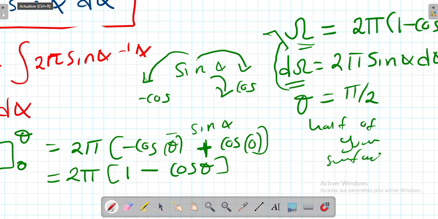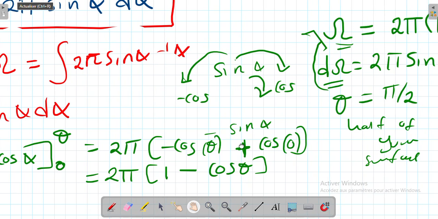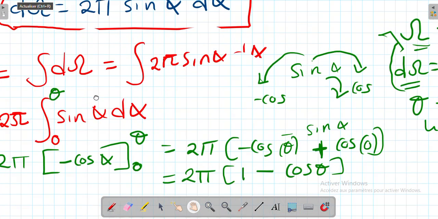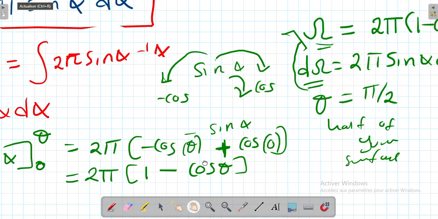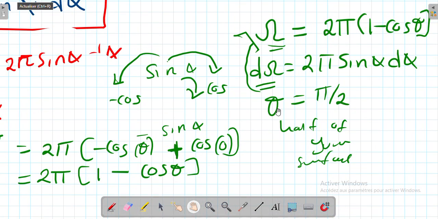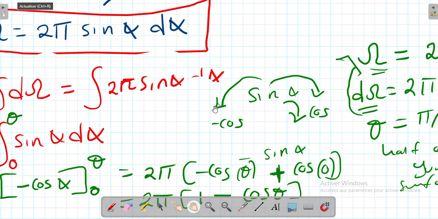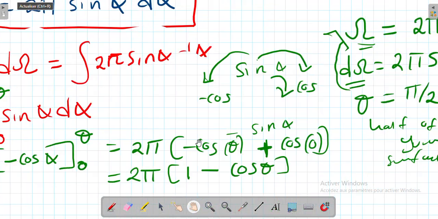So now they have specified. The second question didn't specify. They just said give us a solid angle on which we see the surface, but they haven't specified which surface. So you just suppose that angle is theta. Now they have specified that theta is pi over 2. Half, we just say pi over 2. Then the entire surface, you say pi, because here alpha varies from theta to pi.